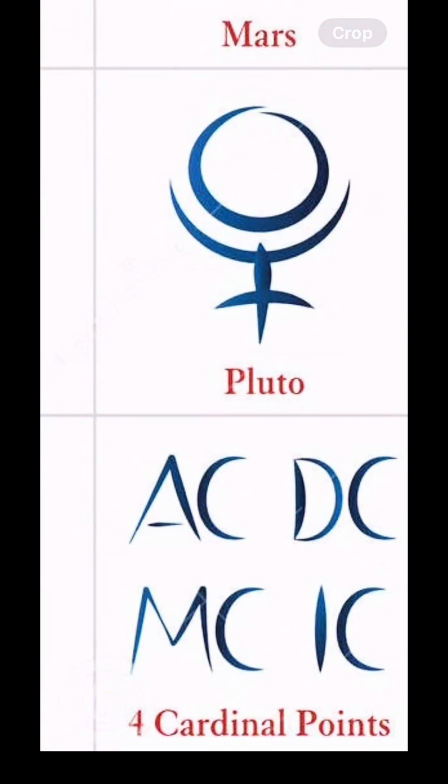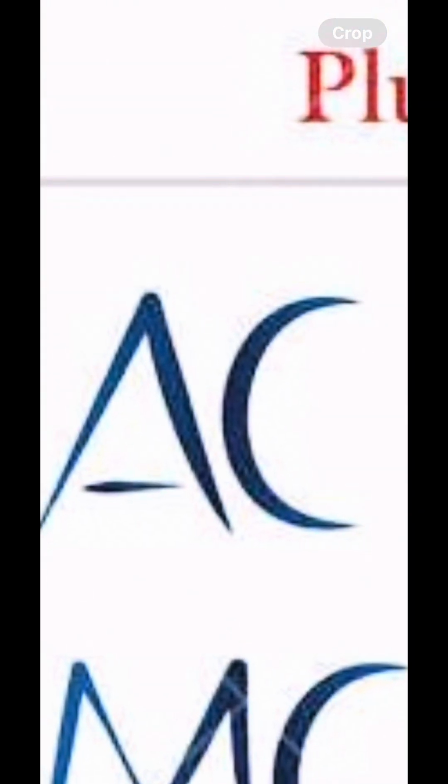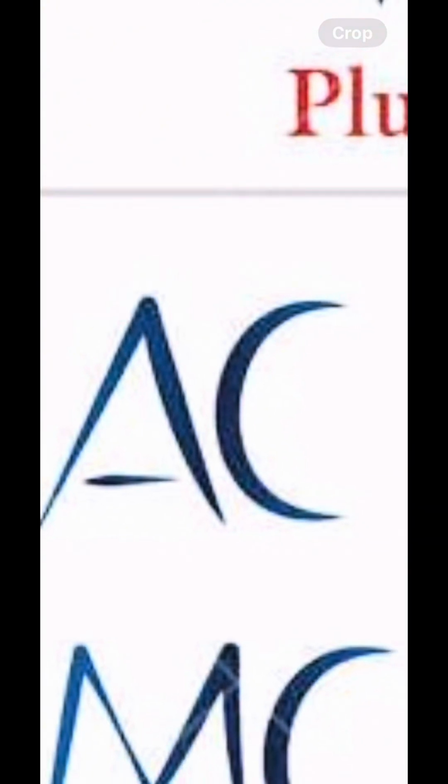And these are the four corners of your chart. The ascendant, or what people call the rising, is what's on the horizon in the east of your chart. Descendant, what's on the horizon in the west in your chart.